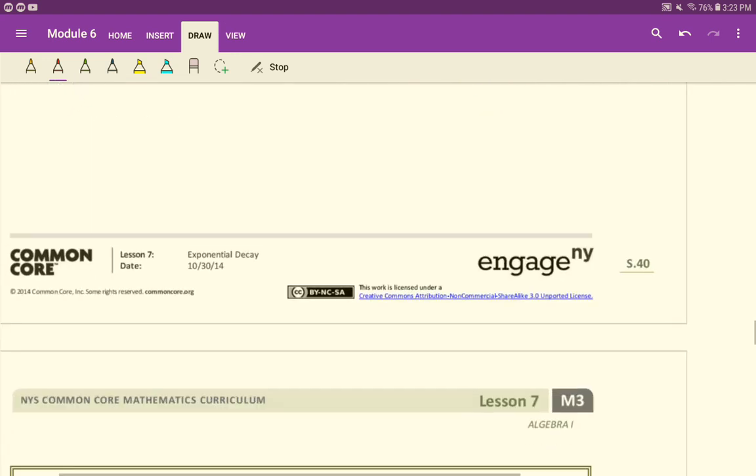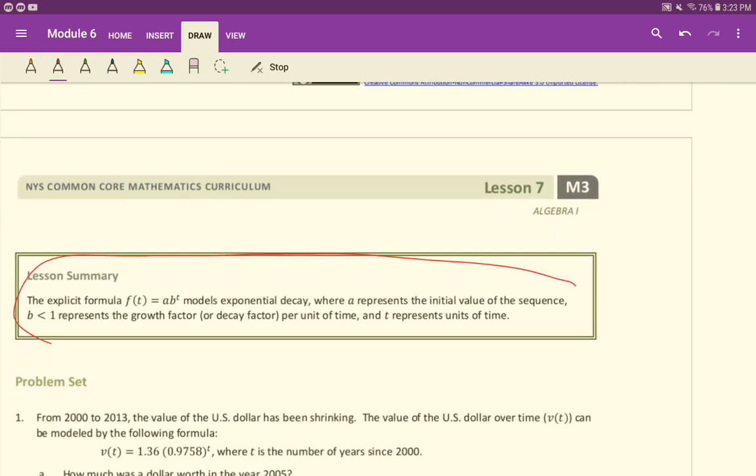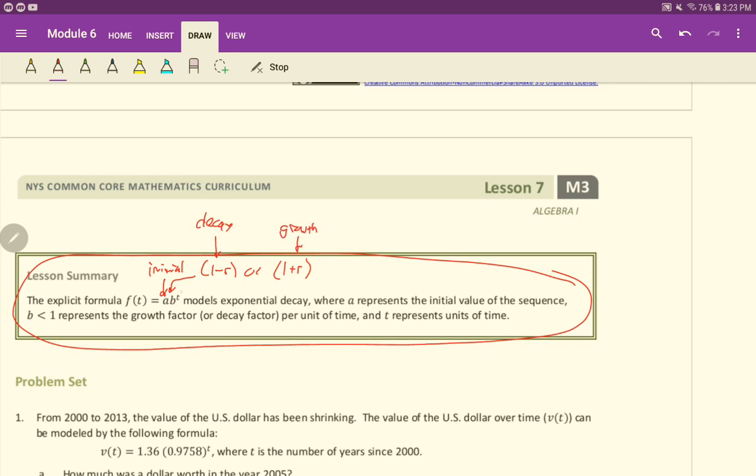So pretty close. In summary, here is another way of writing that formula. F equals A times B to the T, where A is that initial amount, and B is the 1 minus R, or 1 plus R, depending on growth or decay. Or that's decay. That becomes the B. And of course, T is still time. So there we go. Thanks, guys, and we'll catch you later.